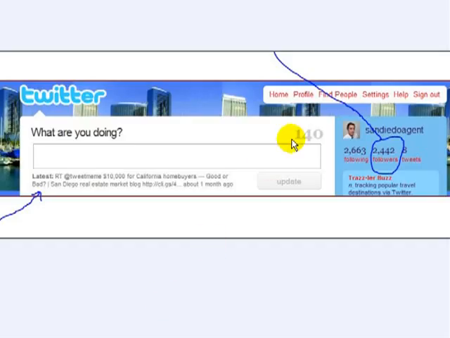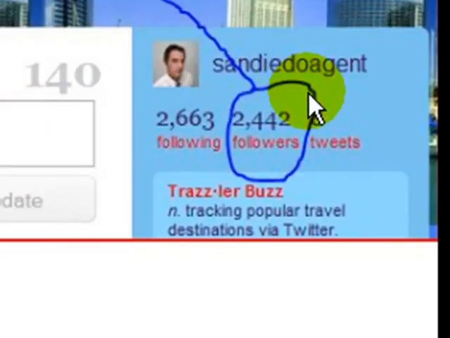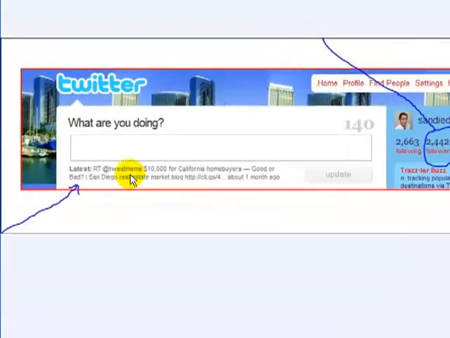Now, in this example, we're going to show you a San Diego real estate agent's Twitter account here, and if you look at the time we're making this, this agent has 2,442 followers to his account at the moment. Now, since we set this up for the agent, we can tell you these are all directed followers, and I'm going to explain that to you in a minute. But also look down over here, and you could see here is the last tweet that he put out talking about the $10,000 for California homeowner estate credit, etc. So this is what he's putting out to his directed followers, his real estate information.